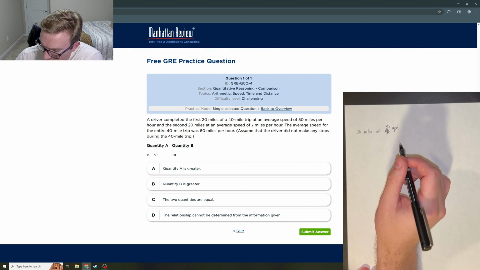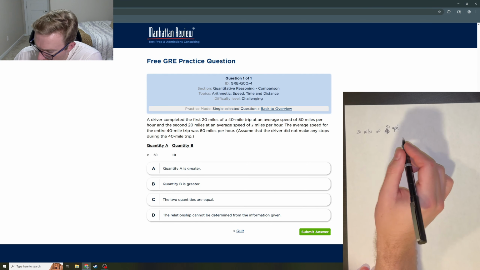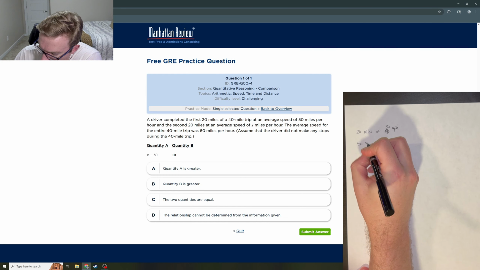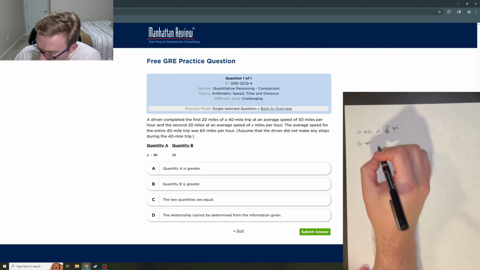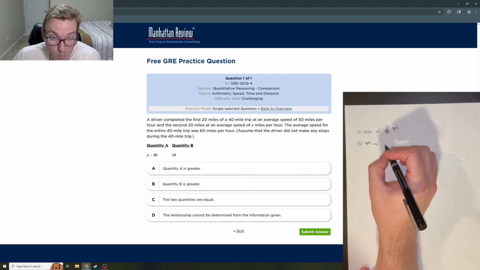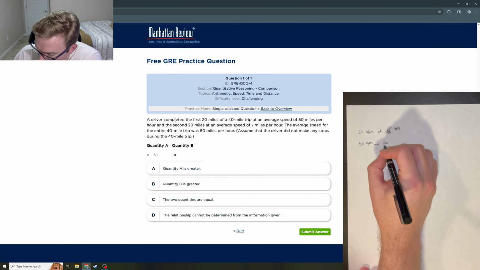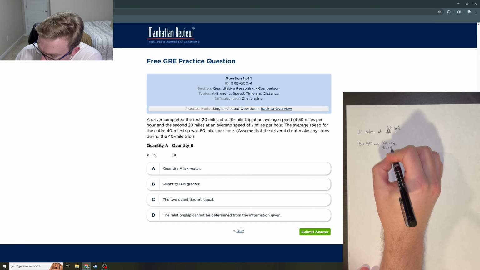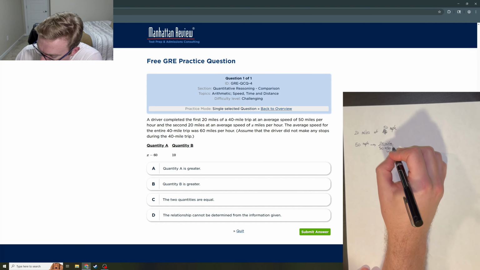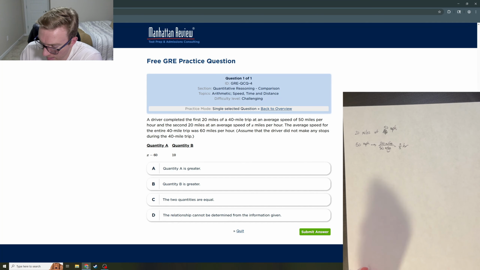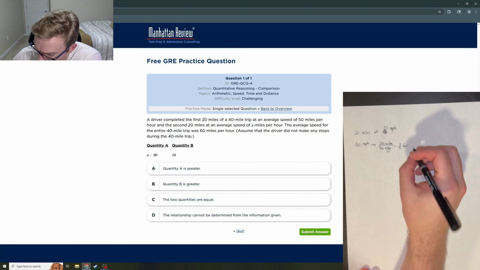So 20 miles at 50 miles per hour, let's break that into a time, right? We want to figure out how long it would take you to do 20 miles. And the answer is you would just go 20 over 50, 20 miles over 50 miles per hour. When you do that math, you would get 2/5 of an hour, or however long that is, about 24 minutes.